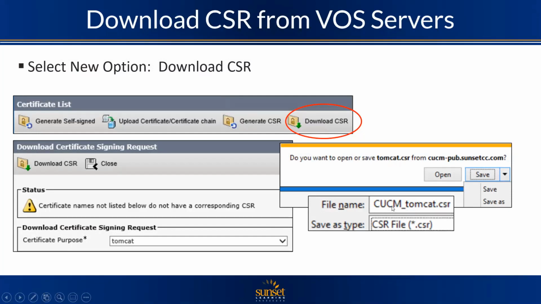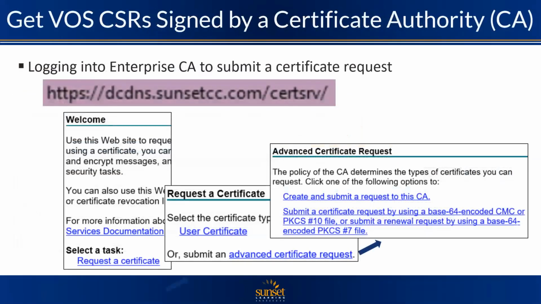I saved it as a CUCM_tomcat.csr file. And it's this certificate signing request file that I'm going to now use to submit to my CA server to actually get a signed request for this certificate. So here I've used a local CA server, just used Windows Certificate Services. So logging into that URL, I'm requesting a certificate, bottom left-hand side of the page, doing an advanced certificate request, and choosing the bottom option down there of submitting a certificate in the correct encoded format.